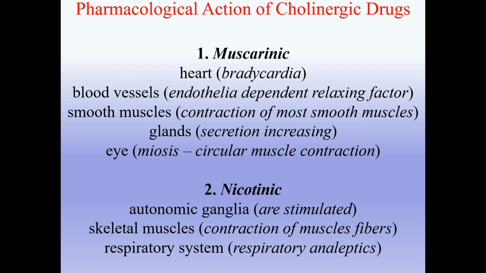General pharmacological actions of cholinergic drugs. Muscarinic: affect heart, bradycardia; blood vessels, endothelium-dependent relaxing factor; smooth muscles, contraction of most smooth muscles; glands, secretion increasing; eye, miosis, circular muscle contraction. Nicotinic: autonomic ganglia, stimulated; skeletal muscles, contraction of muscle fibers; respiratory system, respiratory analeptics.